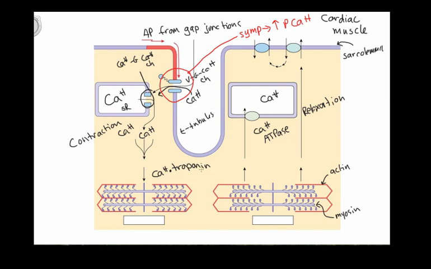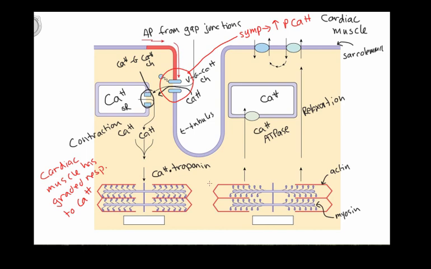So here's another difference between cardiac muscle and skeletal muscle. Cardiac muscle has a graded response to calcium. So that's kind of like smooth muscle. So the more calcium that binds with troponin, the stronger the force of contraction. If you have less calcium entering, you have less contraction.